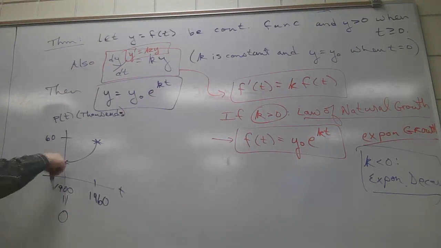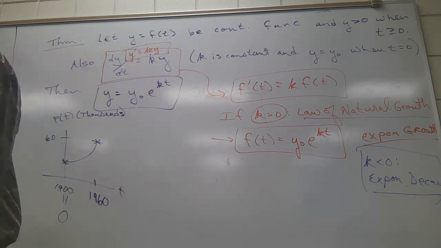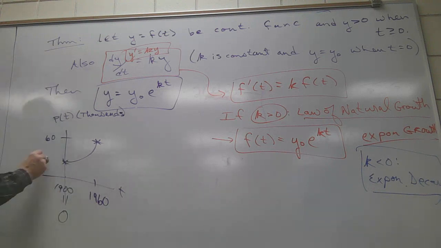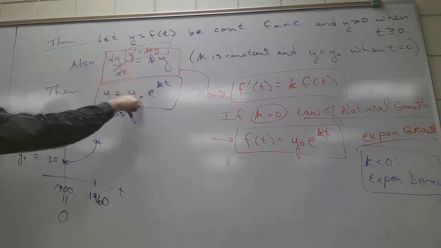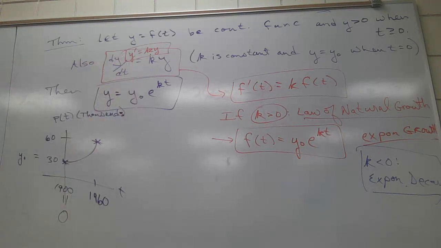60? We don't know what it was in 1900, it didn't tell us. Or did it say double? It doubled. So what would it be here? 30. So the y-intercept is 30, right? In this y0? Up above, when t equals 0, y0 is 30, okay?